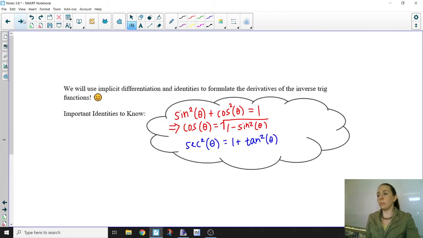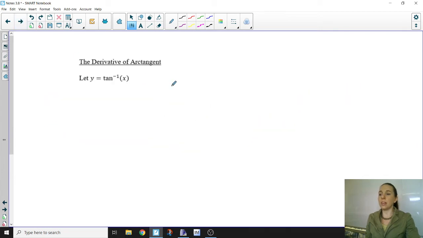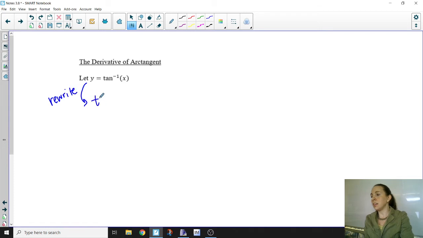I'm going to do one more of these with you where I completely prove it, and then we just sort of take the other ones and say, okay, let's just assume it's good. So let's now do the derivative of our tangent, where we are starting with the function y equals inverse tangent of x, and we want to find its derivative. We're going to find that derivative by rewriting it as tangent of y equals x, and then differentiating with respect to x using implicit differentiation.